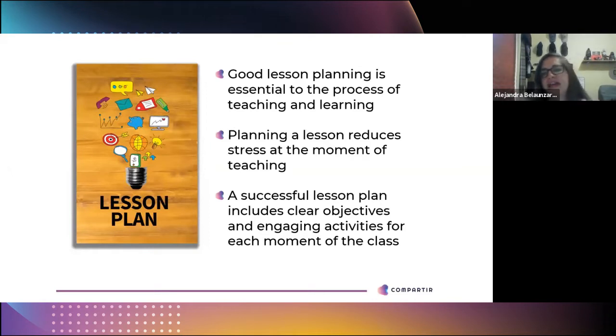The idea of a lesson plan is to have objectives and engaging activities for each moment of the class. No matter if I am going to change them throughout the lesson, I have something as a base, as a support of what I am doing. And besides, if I keep on teaching the same group for a while, I get to know that group, so that will help me to plan in advance the activities that I know are going to be helpful for them.